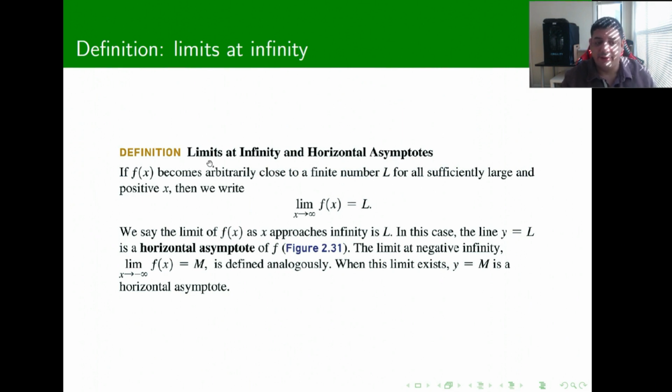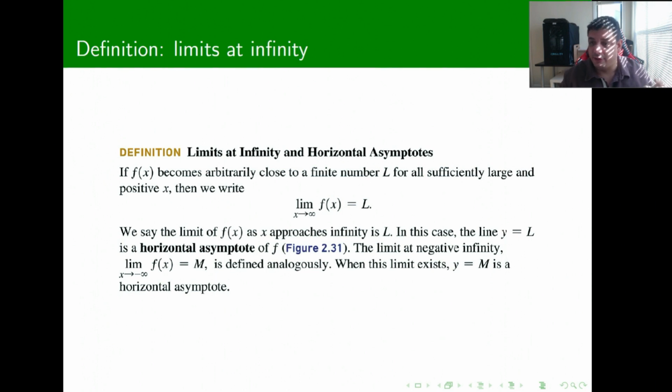If f of x, our function, becomes arbitrarily close to a finite number L for all sufficiently large and positive x, meaning when our x is bigger than a very large number and our function is approaching a number L, we can say that the limit when x goes to infinity of f of x is L. In this case, the line y equals L is what is called a horizontal asymptote.